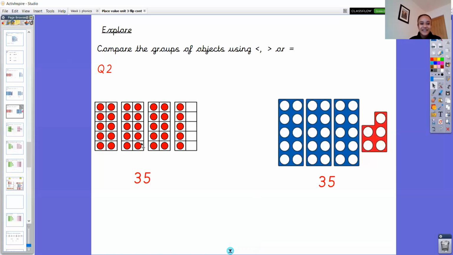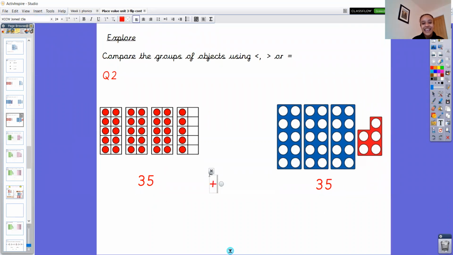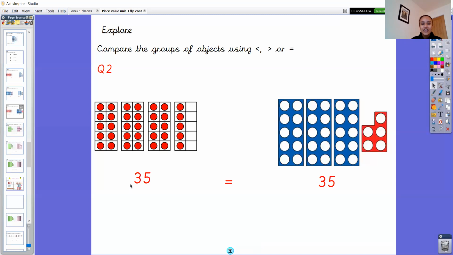Great job, year one. So hopefully you counted in your 10s and 1s. I counted in my 10s and 1s, and I saw I've got 3 10s and 5 1s in my 10s frames, and I've got 3 10s and 5 1s again in my Numicon, which means that this number is the same. So I put the equal to symbol in the middle, and then I'd read it as a sentence.